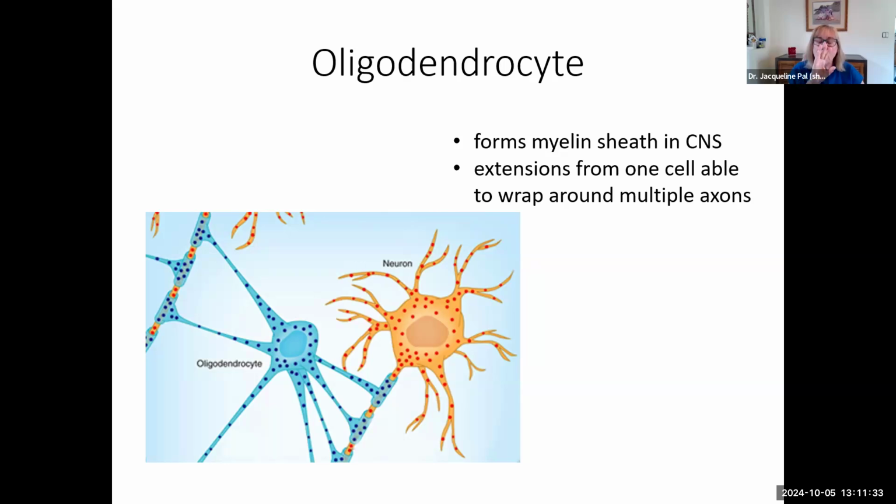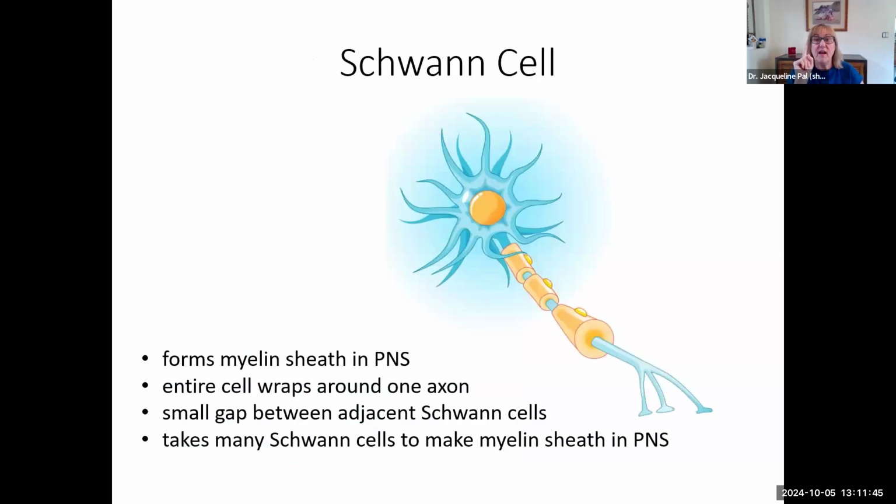So those are the 3 neuroglial cells that we are learning about in the central nervous system. Now, in the peripheral nervous system, we have one neuroglial cell we're going to learn about, and that's the Schwann cell. And that's the cell that's going to be forming the myelin sheath around the axons. But notice it's doing it differently. It's not sending out processes.